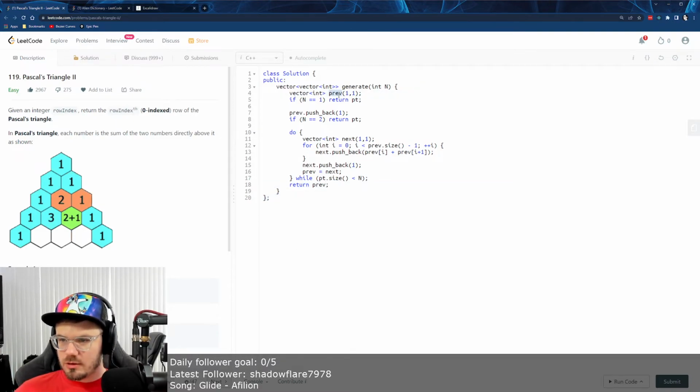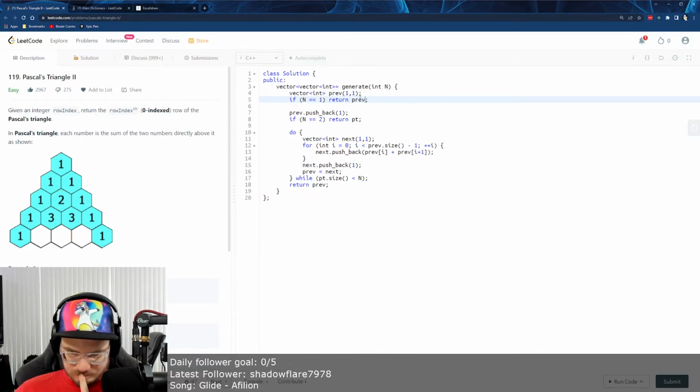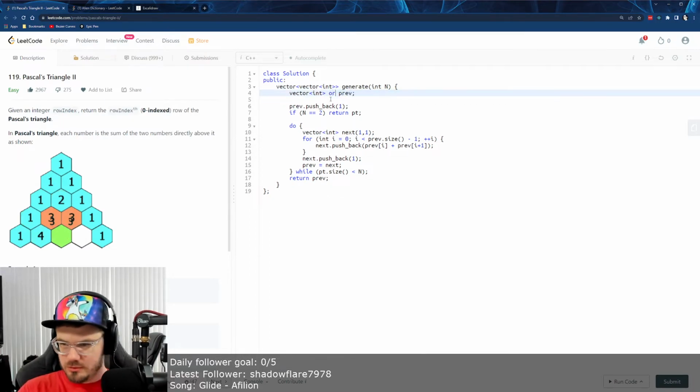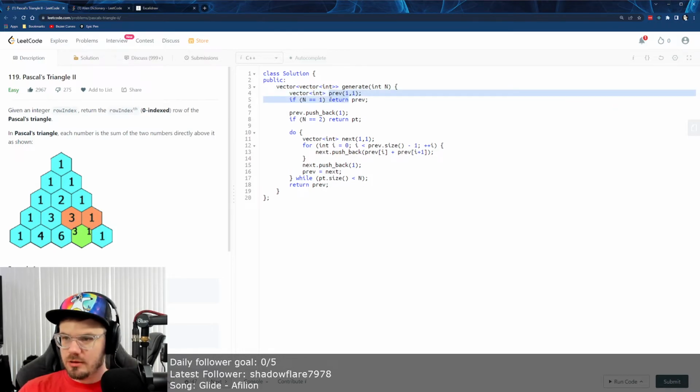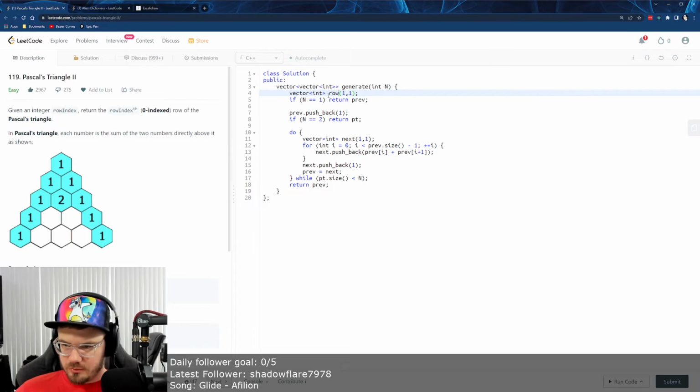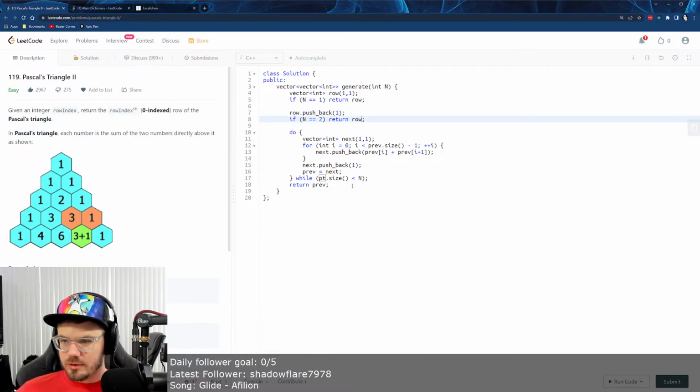So we start off our Pascal's triangle with 1, 1. If n is 1, we can just return it. Prev doesn't feel like a great variable name. Let's just call it row, since they're trying to get us to return a specific row. So let's just rename prev to row. So if n is 1, we return row. Then we push back another 1 onto our row. If n is 2, we can return row.